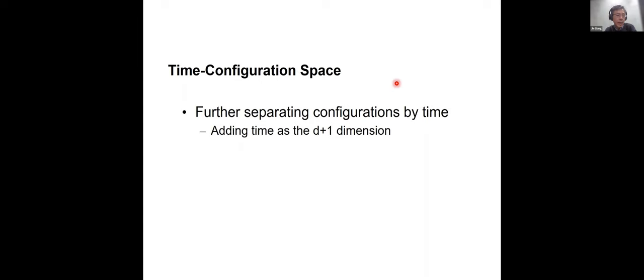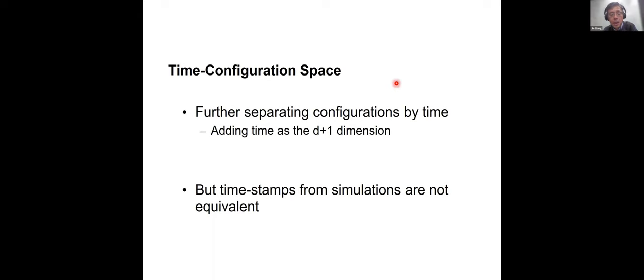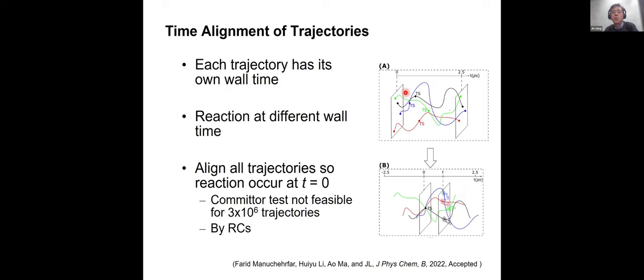But this is technically very challenging. When you run the simulations at different times, each simulation has a timestamp, but they're not equivalent. Each trajectory basically has its own wall time. You run it from time zero until about 2.5 picoseconds, and the transition state happens at different places for each trajectory. They are not all happening at the same wall time.